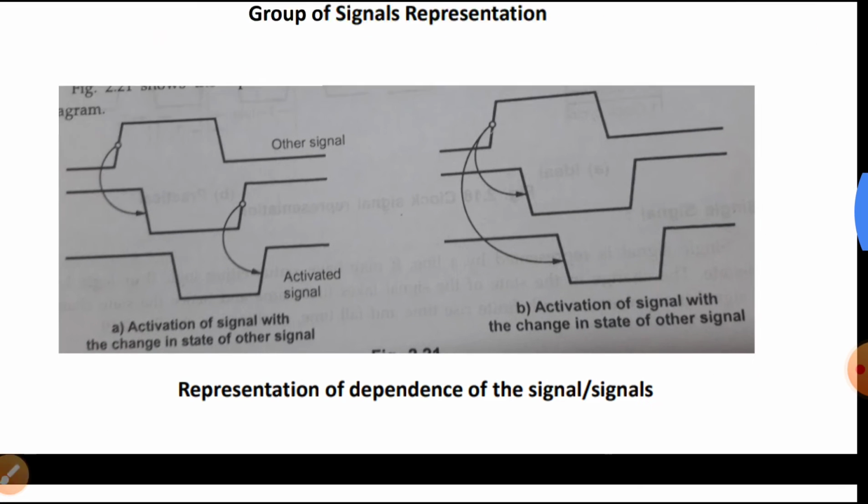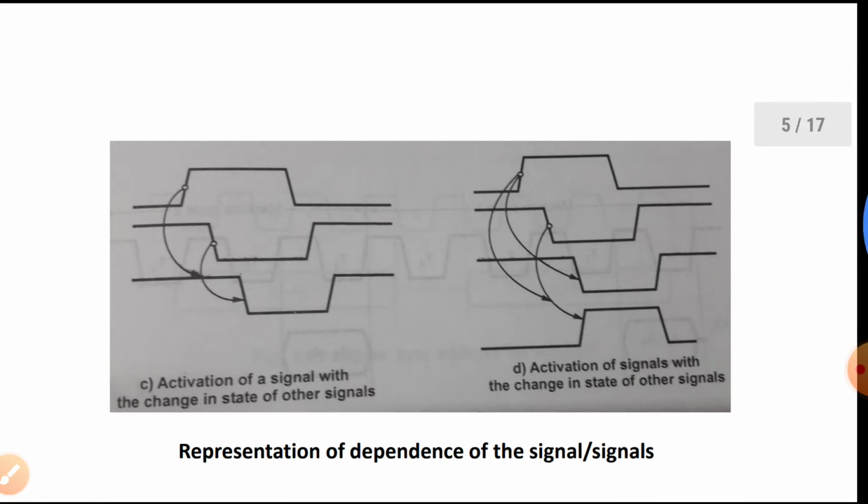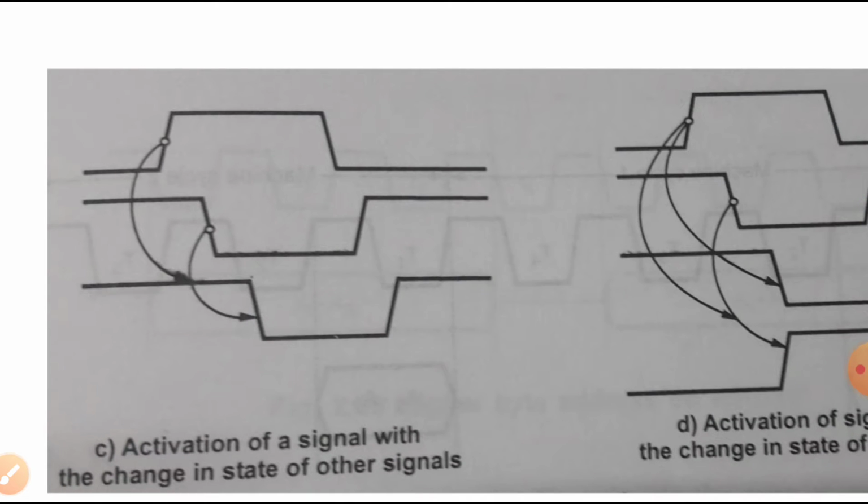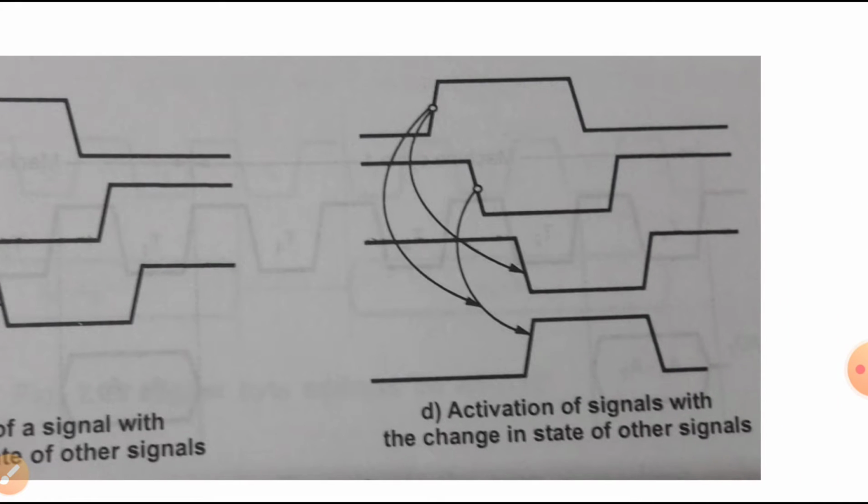Similarly, we have another diagram which represents the activation of signals, where many signals are activated by the change of only one signal, and many signals are activated with the change of a different signal or many signals. So, this is the case in which many signals change the state of a single signal, and this is the case in which many signals change many other signals.